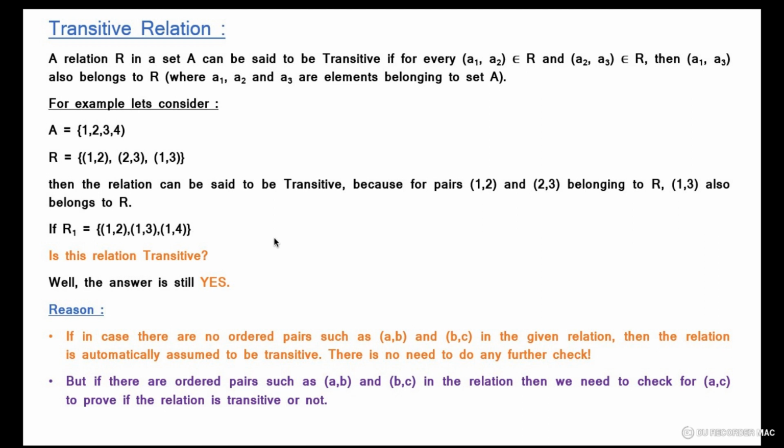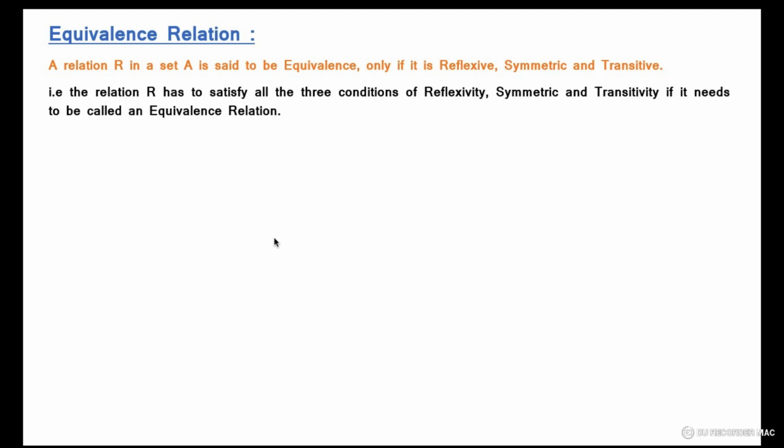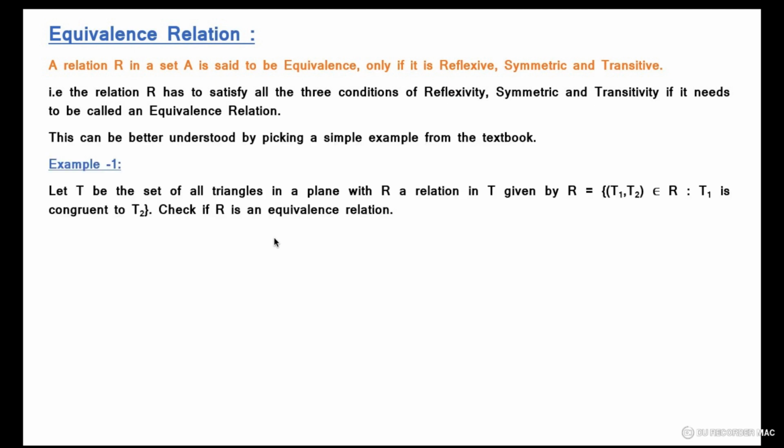Okay, the next relation is equivalence relation. What is an equivalence relation? A relation R in a set A is said to be an equivalence relation only if it is reflexive, symmetric and transitive. That is, the relation R has to satisfy all the three conditions of reflexivity, symmetry and transitivity if it needs to be called an equivalence relation.